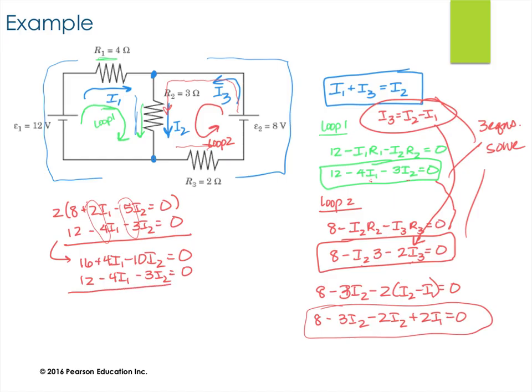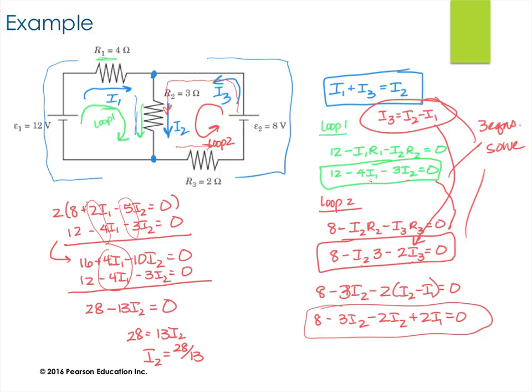And now I'm just going to add these two, because when I do, these guys are going to cancel. I get 28 minus 13i2 equals 0. 28 equals 13i2. I2 is 28 over 13. So it's going to be 2 point something. Turned out to be positive, so I was correct about the direction.